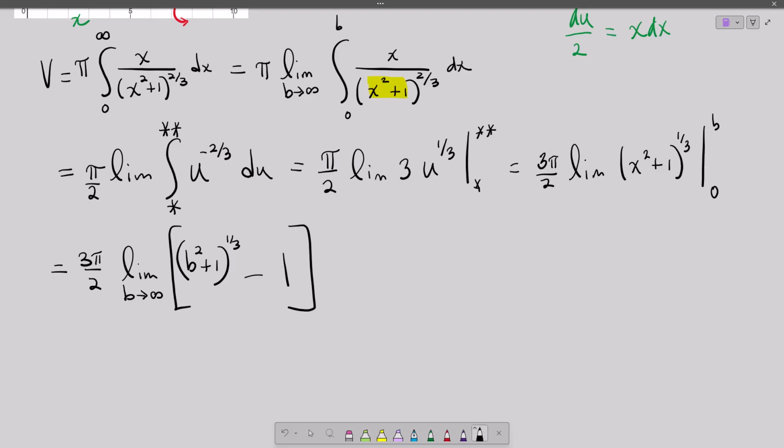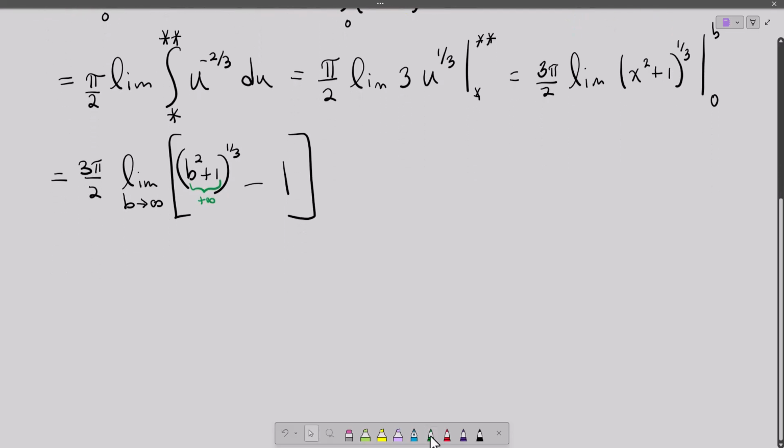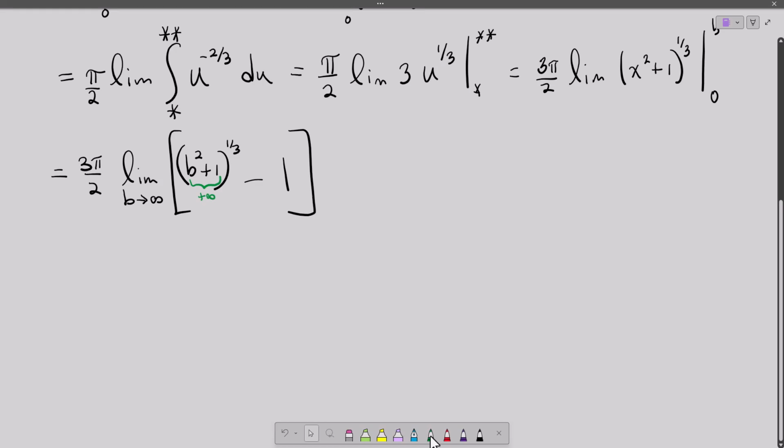So, b is racing off towards infinity. If you square b and add 1, so inside here, that's still going to plus infinity. Take a number and square it and add 1. It's going to be going to infinity. What about then if you raise it to the 3rd power? What's it going to? Still positive. Still positive infinity, right?